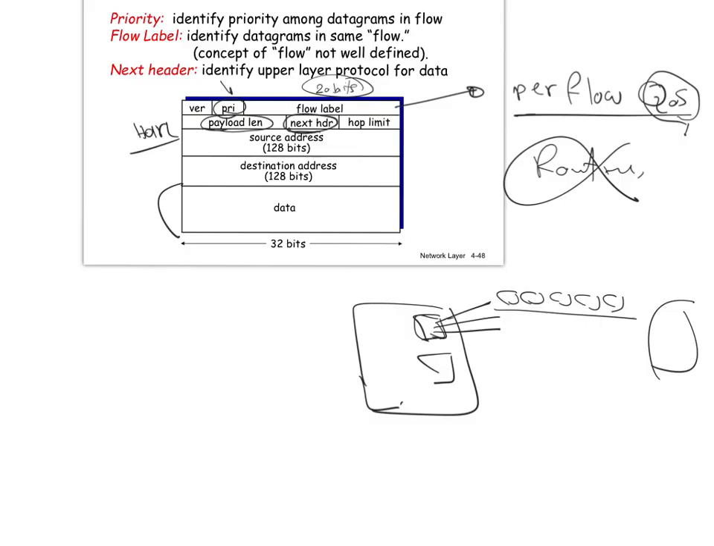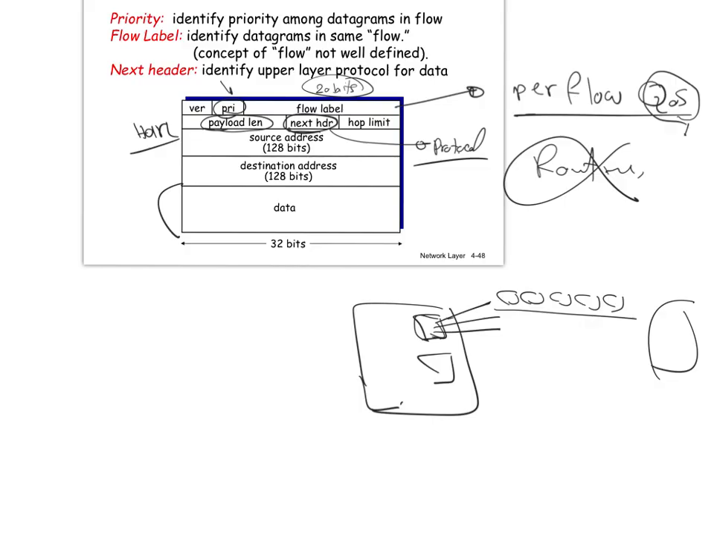Next header corresponds to, in IP version 4, the protocol field. Remember, we talked about the protocol field. It always points to the protocol in the upper layer. Here, we don't call it a protocol, we call it next header. But it actually has similar functionality. But they called it next header because it's not necessarily pointing to the protocol in the upper layer. It could be in the same layer, actually.